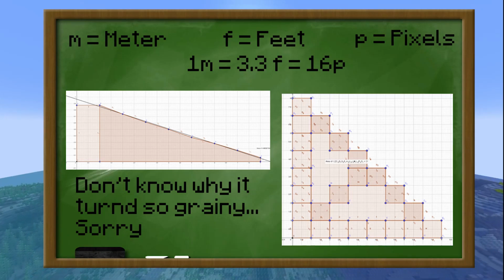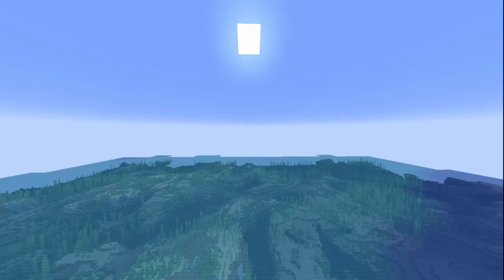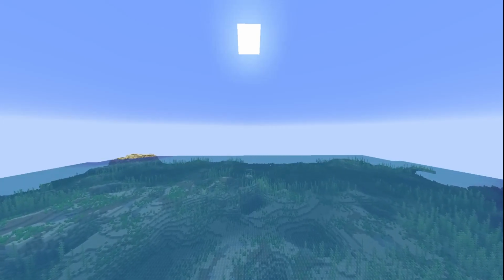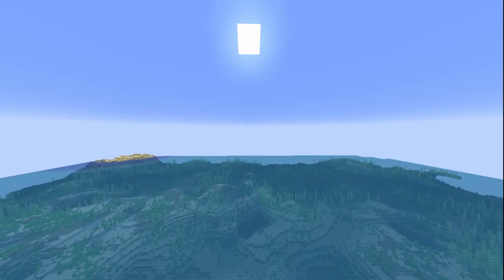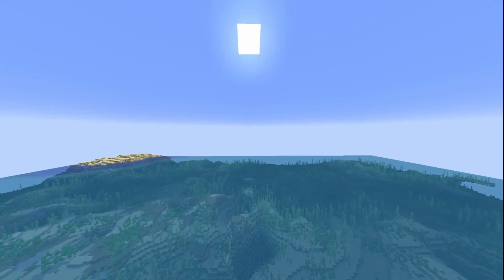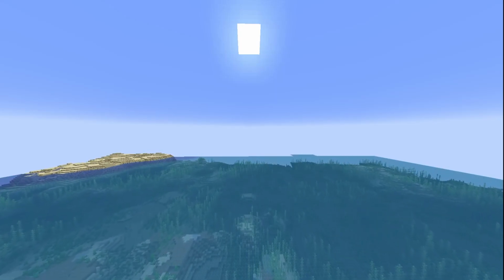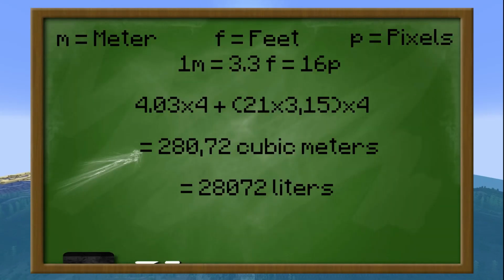And if you add the other 3 straight lines from the source block, this is in volume or cubic meters, and it will be 28,072 liters on the flat ground.